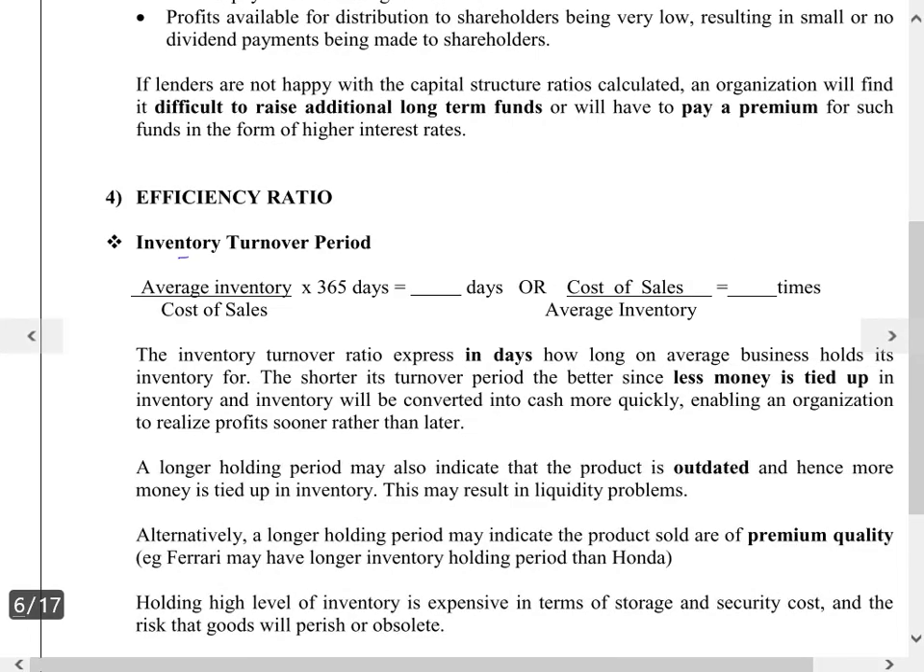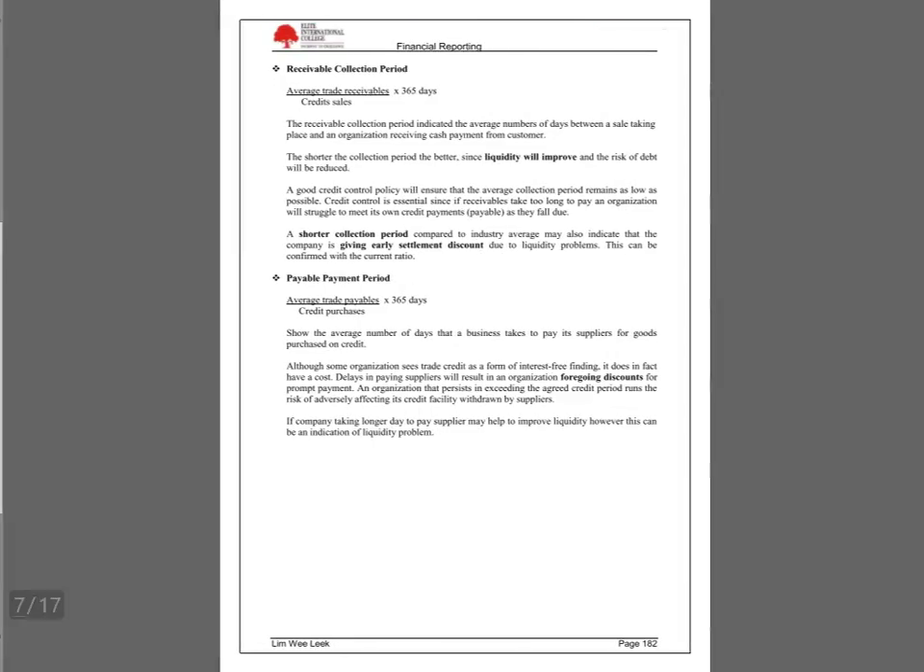Then what do we divide with? We divide by cost of sales for inventory. So the top part, no issue. You just follow the name only. Inventory, average inventory, divided by cost of sales. What about payable?